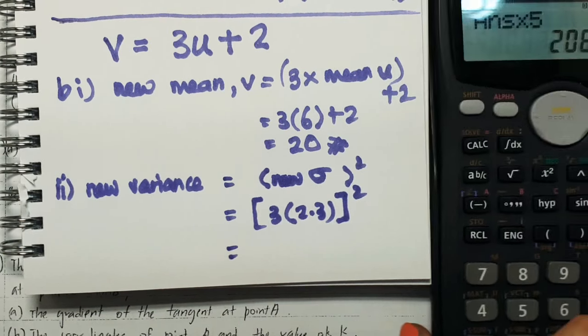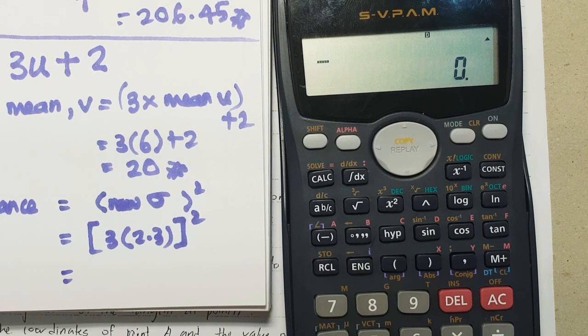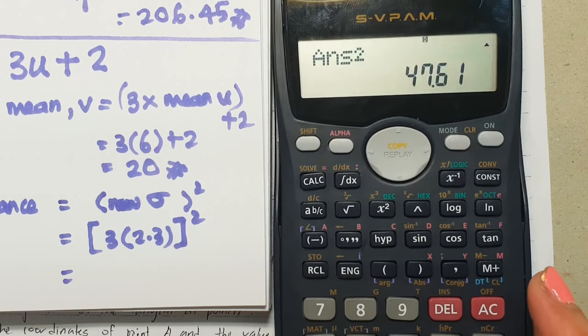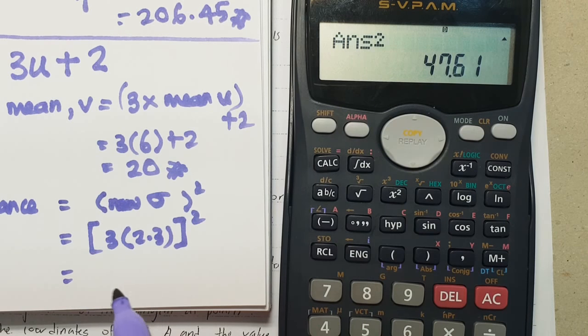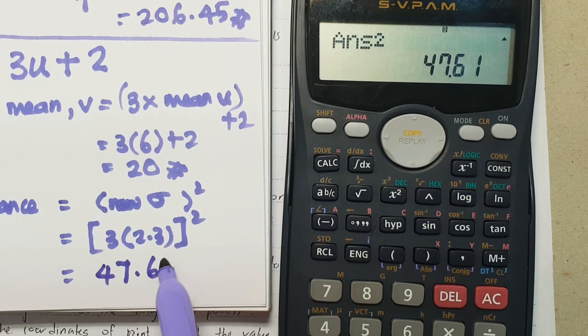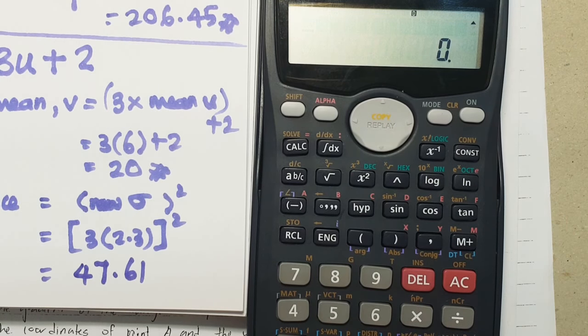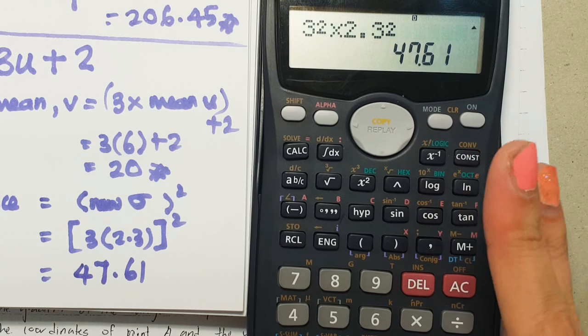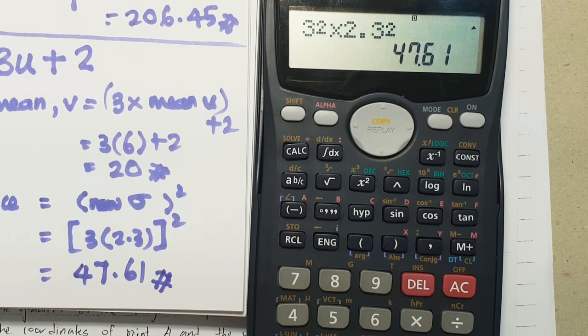So over here, what we do is take 2.3 and times it by 3. That is our new standard deviation, and then we square it. That will be 47.61. That is our answer. If we take another way, that is 3 squared times 2.3 squared, we also get the same answer, 47.61. That is our new variance. Okay, that's it for question number 3.